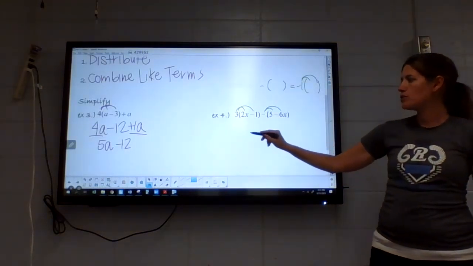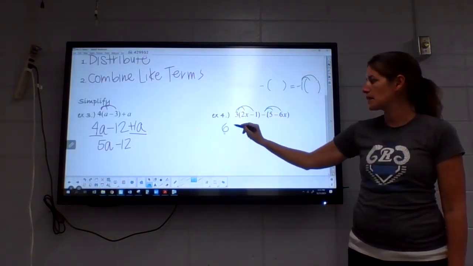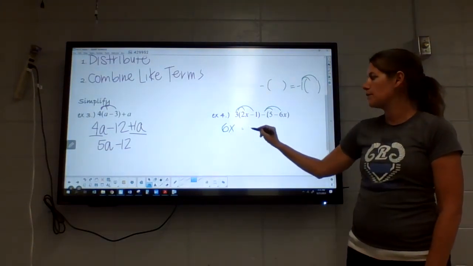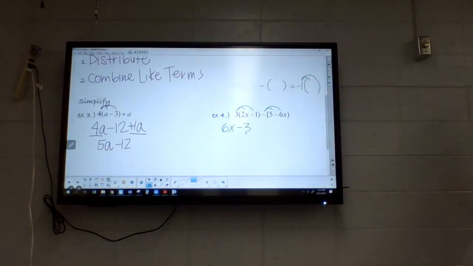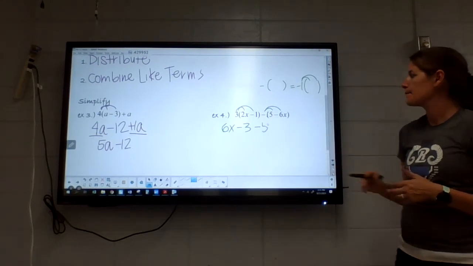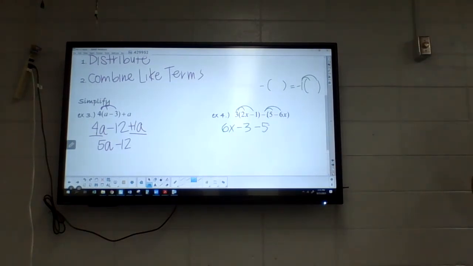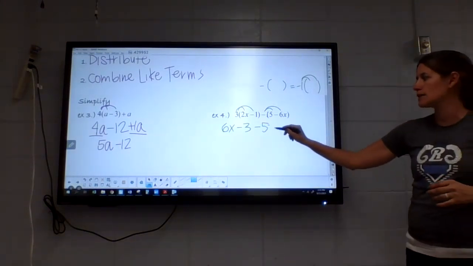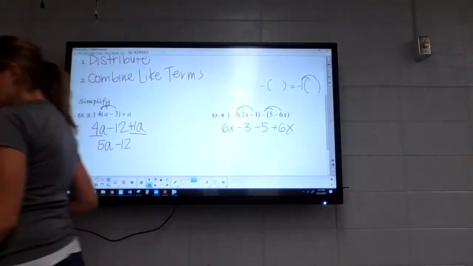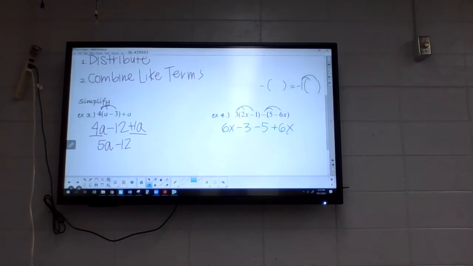So 3 times 2x is going to be 6x. 3 times negative 1 is just going to be a negative 3. Then negative 1 times 5 is just going to be a negative 5. And then negative becomes a plus 6x. So we started by distributing first. And now we can combine some like terms.